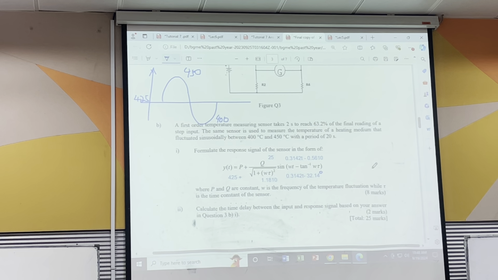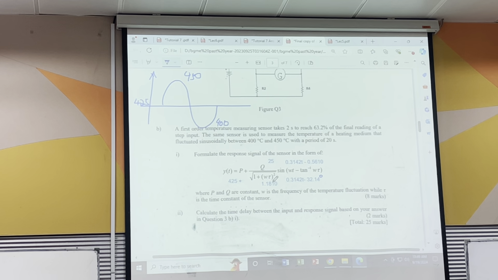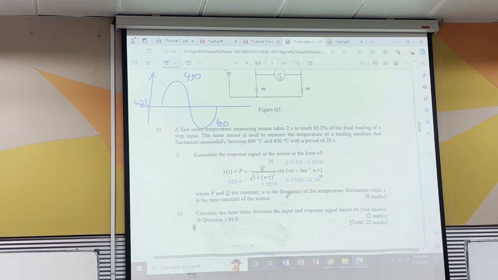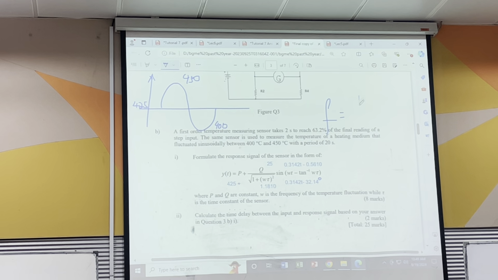1 plus, what is your omega? Your omega is 2 pi f, correct? So what do you get? What is your f? Can you tell me what is your f? F is 1 over 20.